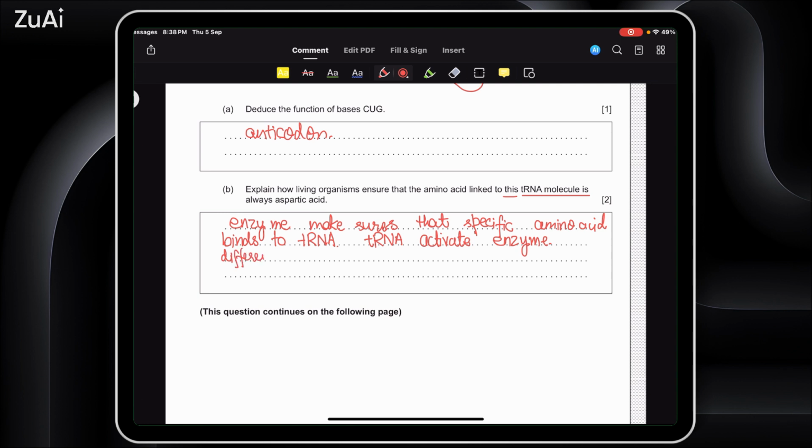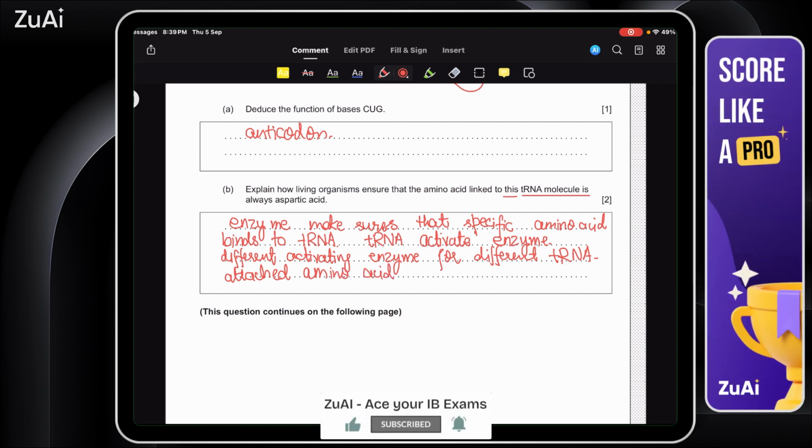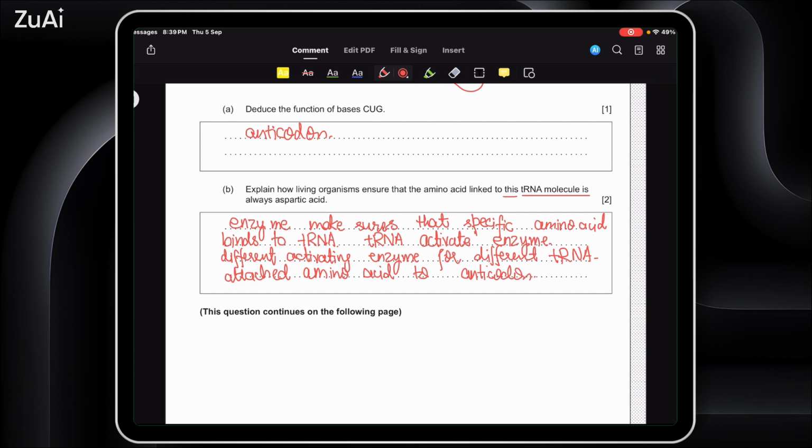So there is a different activating enzyme for each different transfer RNA, and then the amino acid is attached to the anticodon. That's how you'll get the marks.